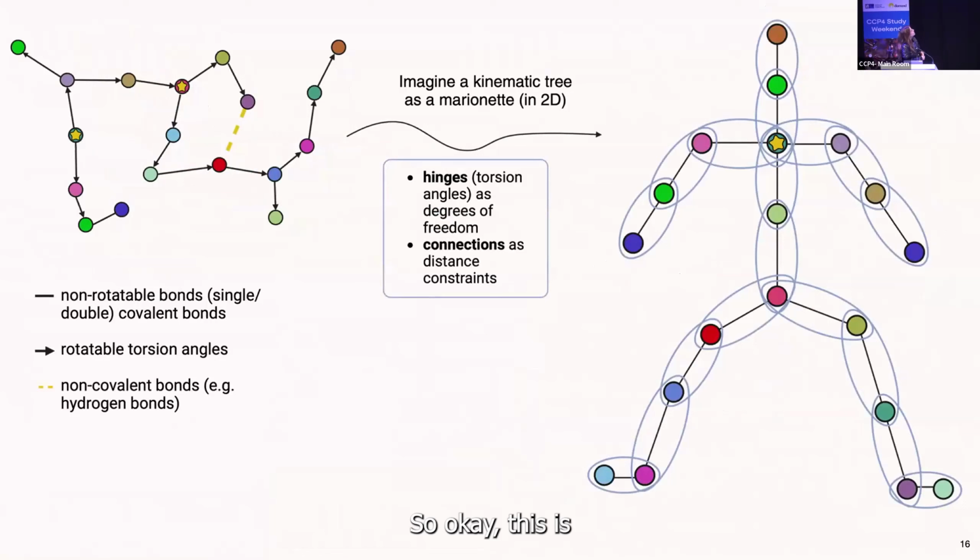So, I wanted to introduce a very simple, more intuitive example. Imagine that instead of a protein we have a marionette, where the hinges represent the torsion angles, like the torsion angles in the protein, as the degrees of freedom, and the connections as the distance constraints. The distances between the hinges cannot change, but the rotations are how much they can rotate.